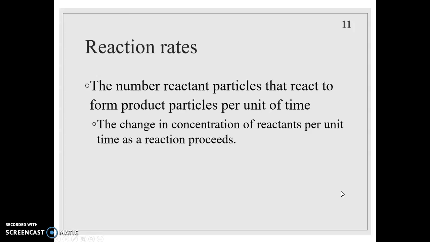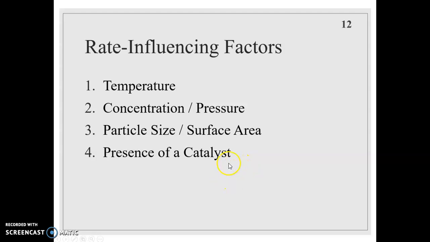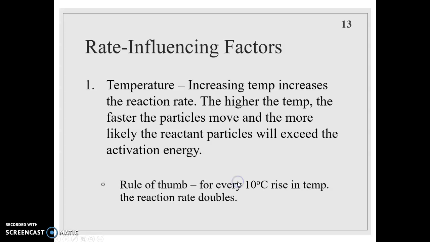Alright, so reaction rates are defined as being the number of reactant particles that are reacting to form product per unit of time, or you could look at that as the change in concentration of the reactants per unit time as the reaction takes place. So, some of the factors that influence how quickly the reaction takes place are temperature, concentration, particle size, and catalyst, or the presence thereof.